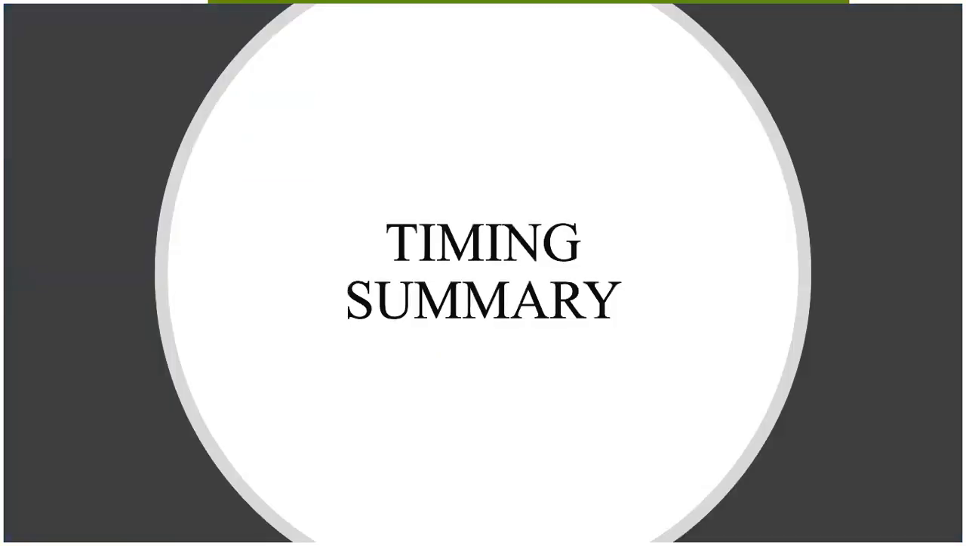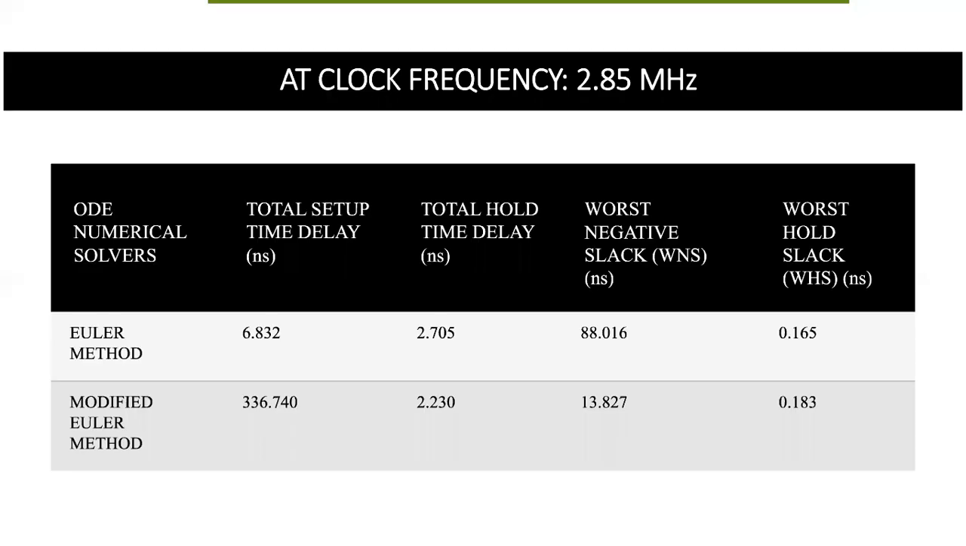In case of the timing summary, the Euler method has a total setup time delay of 6.832 nanosecond, whereas the modified Euler method has a total setup time delay of 336.740 nanosecond. This whole difference is because we have made our design a combinational circuit and we have used latency equal to 0 for a clock frequency of 2.85 megahertz.